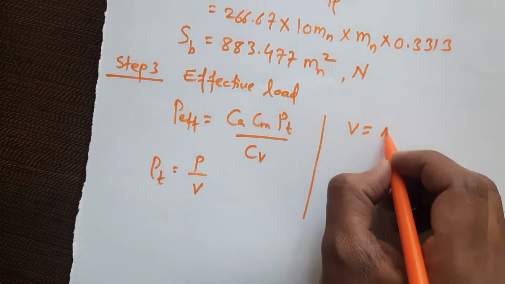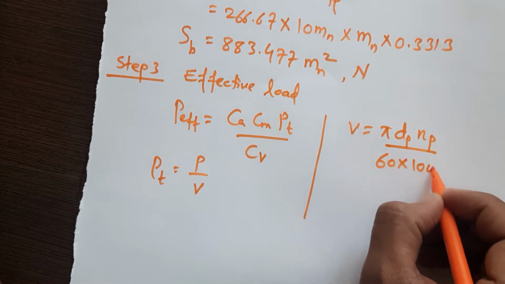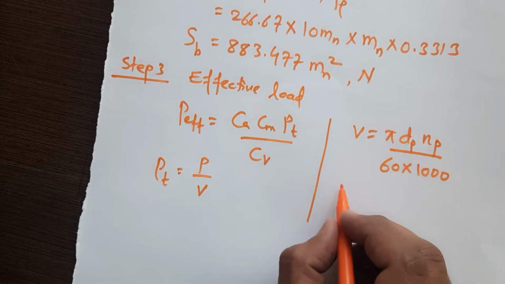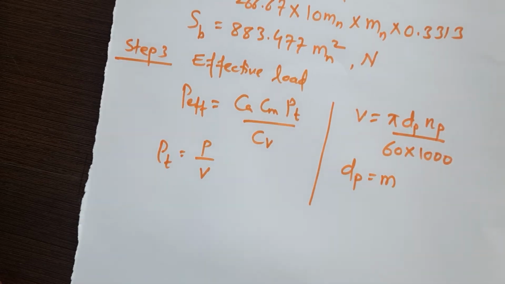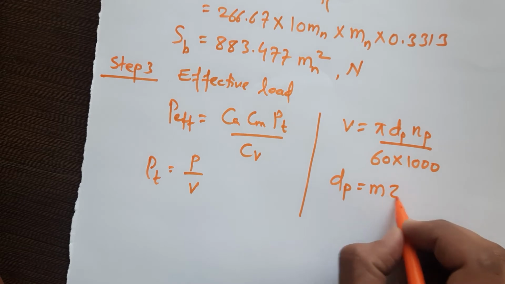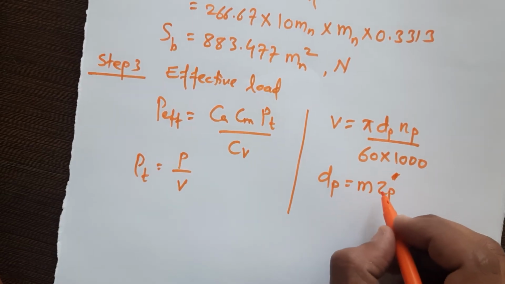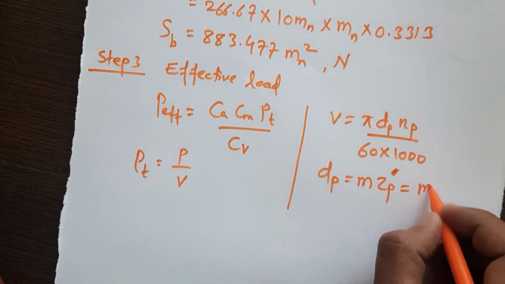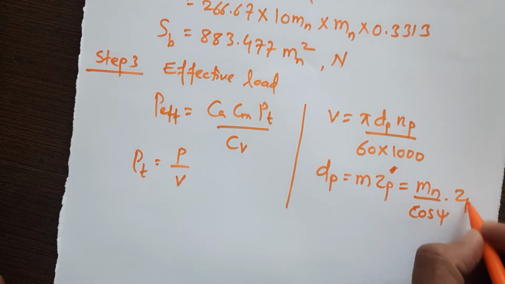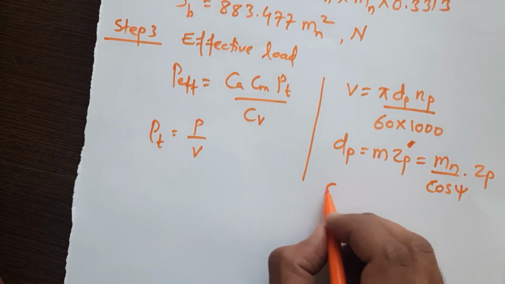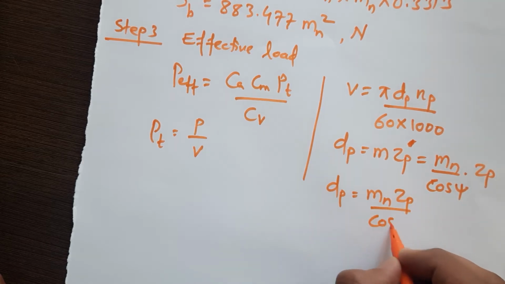V is equal to pi dp np divided by 60 into 1000. Now here np we have, dp we don't have, so we will find dp. dp is equal to m into zp, but here m is nothing but mn divided by cos of psi. So m is mn divided by cos psi into zp. So you will get dp as mn zp divided by cos of psi.